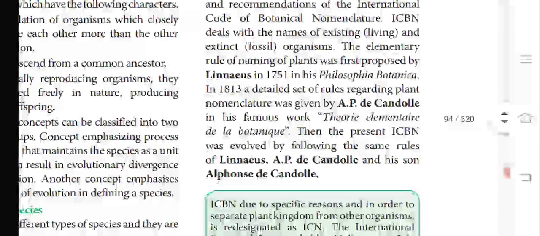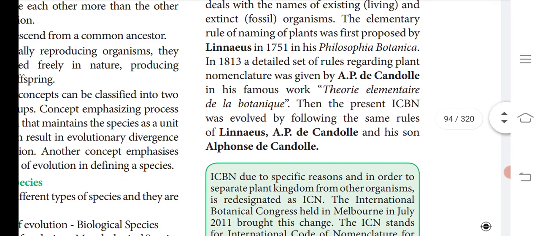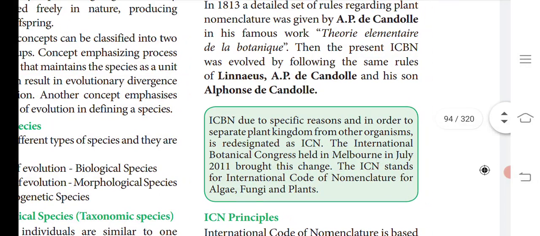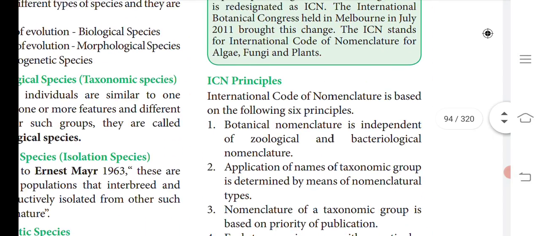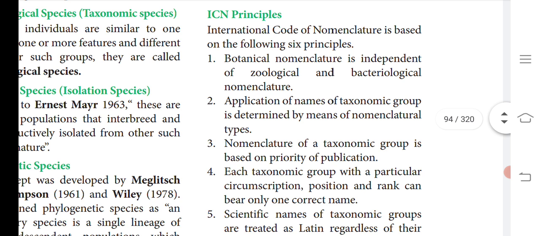So in detail, a set of rules regarding the plant nomenclature was given by A.P. de Candolle in his famous book Théorie Élémentaire de la Botanique. In this book, he has given the rules and regulations by which the plant is to be named. Okay, then they have framed the rules and made them into principles. That is the ICN principle, International Code of Nomenclature. It is based on the following 6 principles. It is one of the important questions.